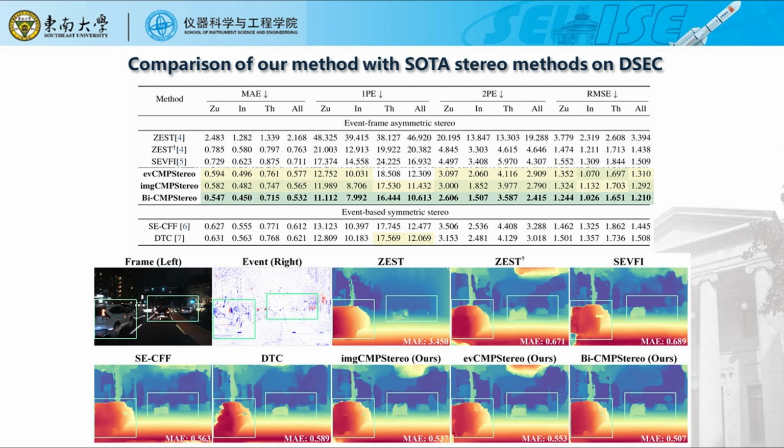The lower part shows qualitative comparisons. Compared with previous methods, BI-CIMP stereo produces more complete and sharper disparity maps, especially around object boundaries and challenging regions.